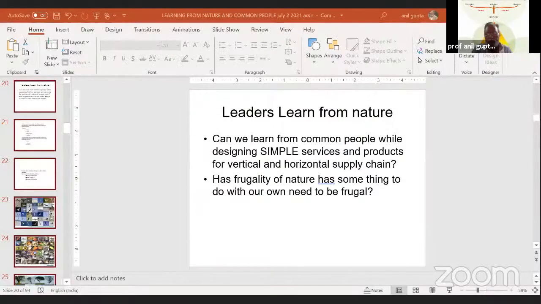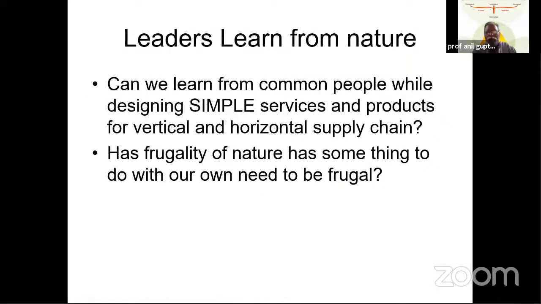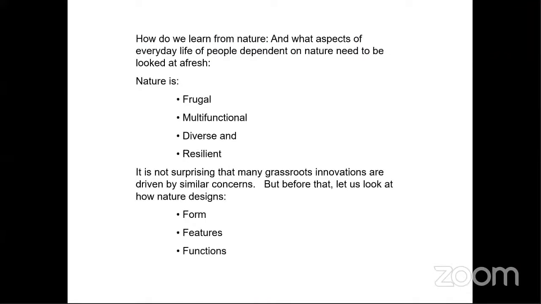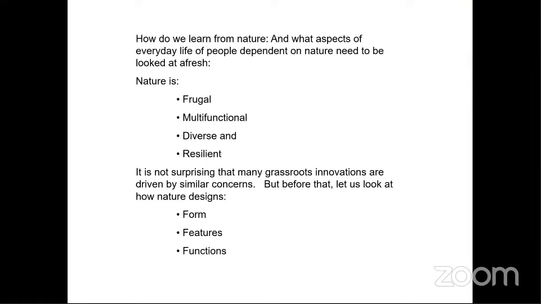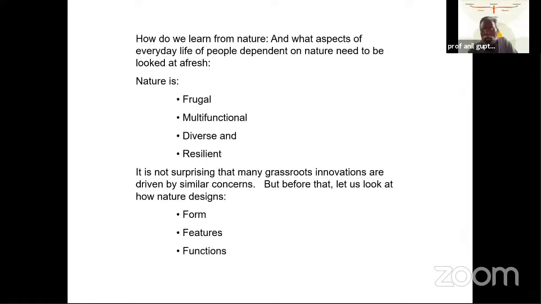So, all right, this is the example I was showing you. The idea was, if nature is very simple, can we be also? Kindly switch off your sound. So from nature, we can learn frugality, multifunctionality, diversity, and resilience, and the form, feature, and functions of innovations, how do they reflect?